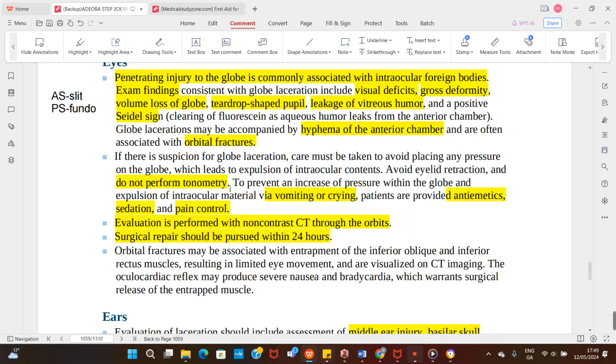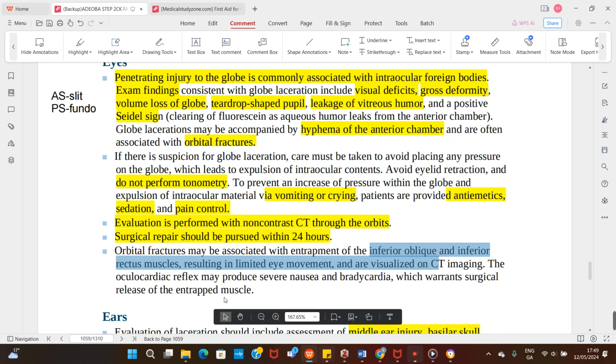And there's a tendency for entrapment of the inferior oblique and the inferior rectus muscle, leading to restricted eye movement. You can notice that the movement is restricted to the lower gaze or upper gaze, depending on which muscle is affected. If it's the inferior oblique, the person will not be able to move the eyeball upward, so they will be restricted to a lower gaze. If it's the inferior rectus, they will be restricted to the upper gaze. You can also see that entrapment with your CT scan.